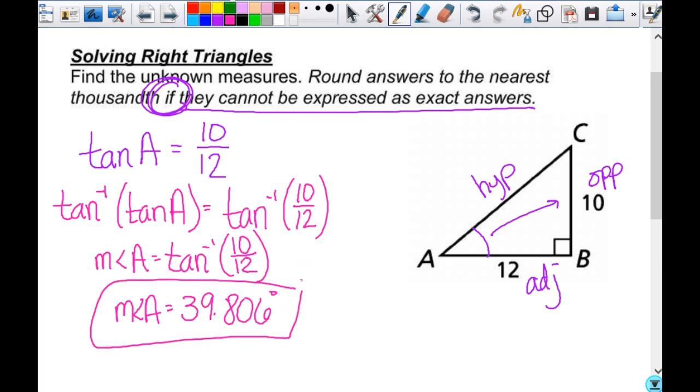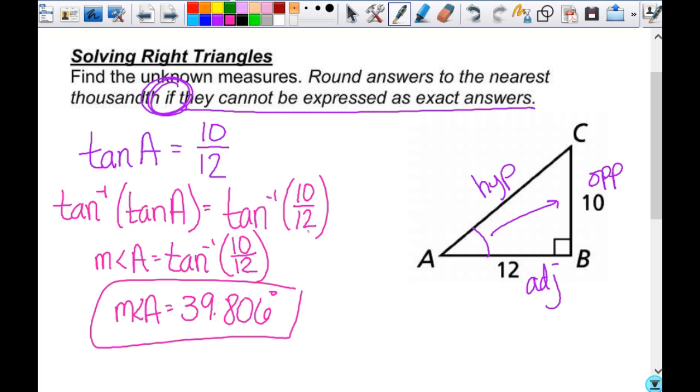Okay. Everybody okay with that? Any questions at all? Okay. And if you want to, go ahead, what does this reduce to? 5 over 6. Take the tangent inverse of 5/6. You get the same thing, right? Because it has the same value. And so that's why it doesn't matter how big or small the triangle is. It's the same ratio, and that's why you get the same angle measure. Okay? We all good with that?